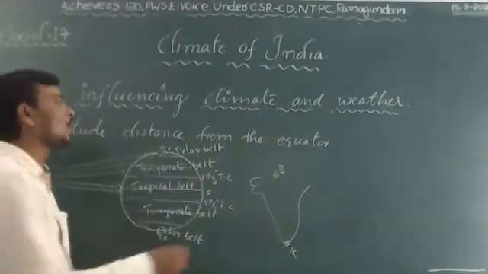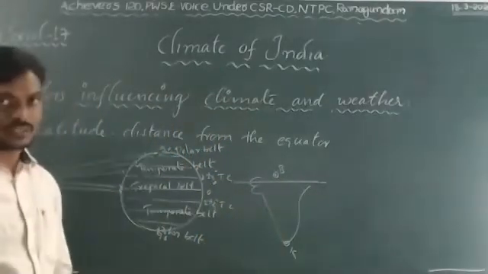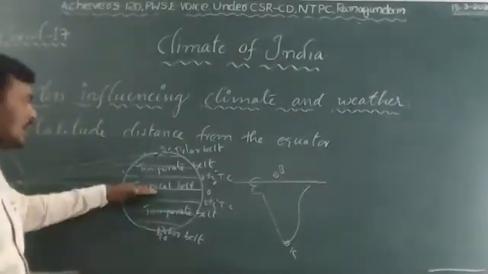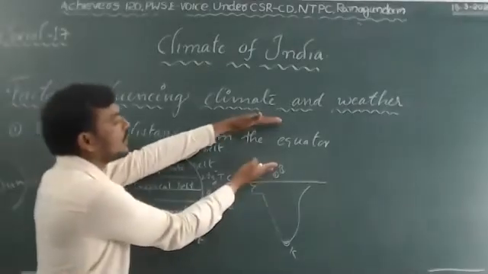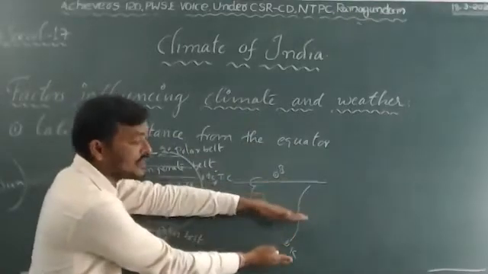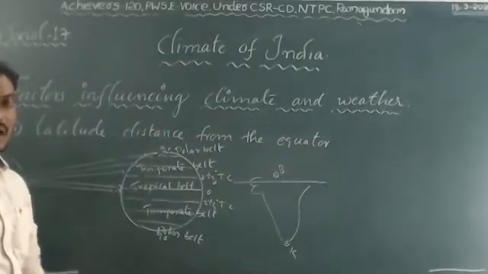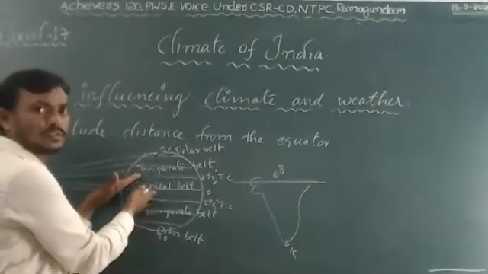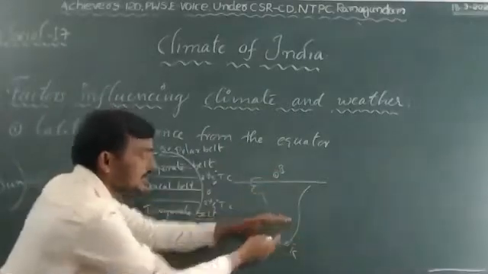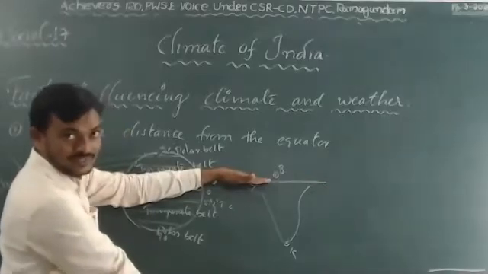And the Tropic of Cancer, which passes through India, divides India into two equal parts. India lies in two belts, that is the tropical belt and the temperate belt. The southern part of India comes under the tropical belt, and the northern part of India comes under the temperate belt. As I told you, the tropical belt is hotter. So South India is hotter than North India because South India comes under the tropical belt, in between the Tropic of Cancer and the Tropic of Capricorn.